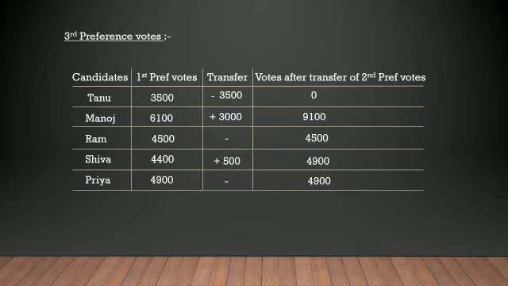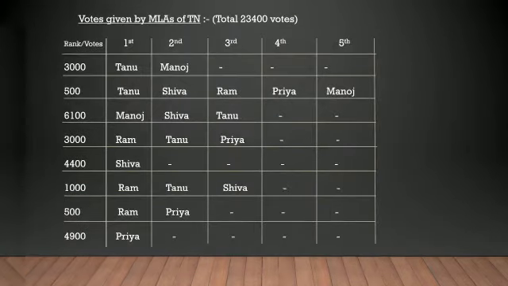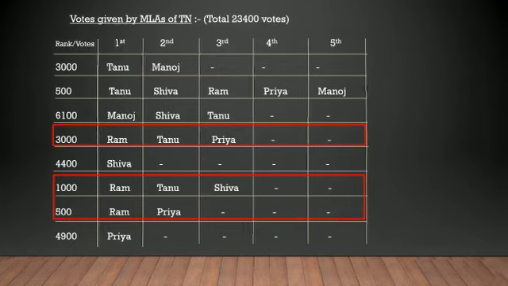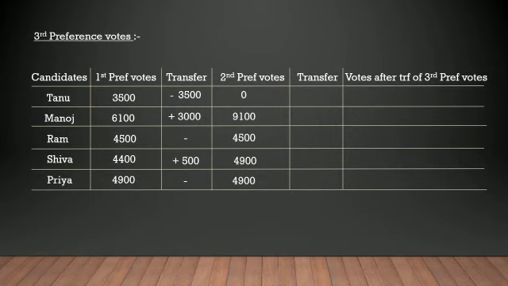Consider the candidate who has secured the lowest number of votes after the transfer of votes to second preference. It is Ram, who has secured 4,500 votes. Now check out the third preference of these 4,500 voters. Out of 4,500 voters, 3,000 voters have chosen Priya as their third preference. 1,000 voters have chosen Shiva as their third preference. 500 voters have chosen nobody. That is, they have not given their third preference. Thus, the transfer shall be made as follows. 4,500 votes will be divided as 3,000 to Priya and 1,000 to Shiva.